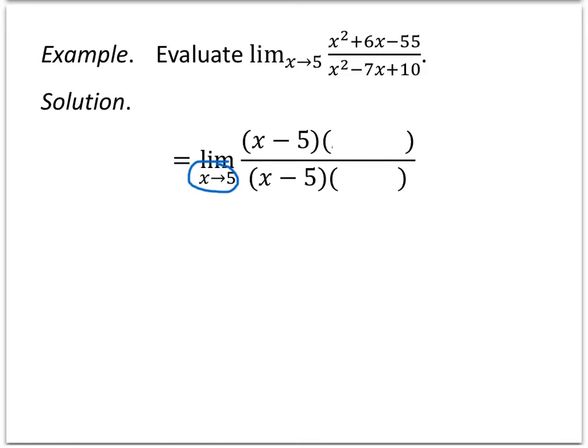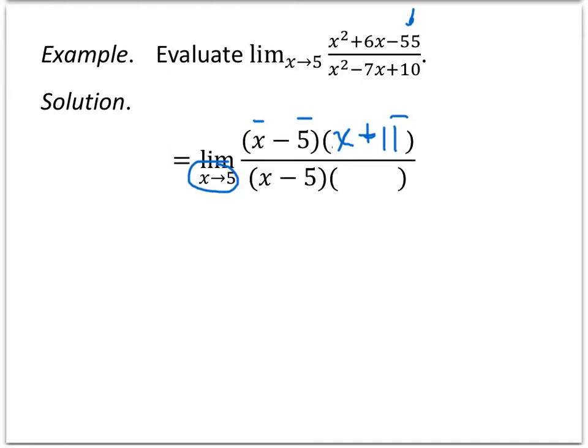So let's see. X times something should give me x squared. Well, that would have to be x. Negative 5 times something should give me -55. Well, that would be positive 11, right? Because -5 times positive 11 will give me -55. That's how it should factor.